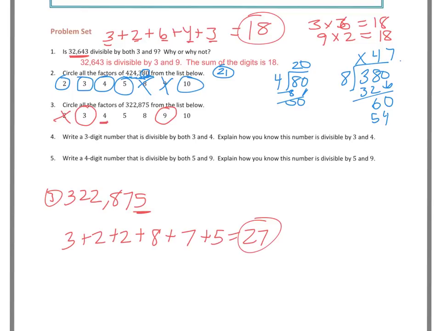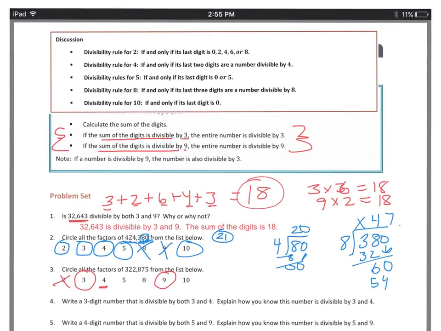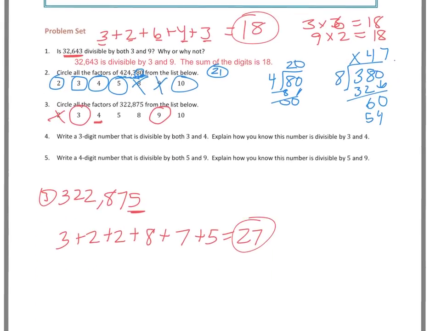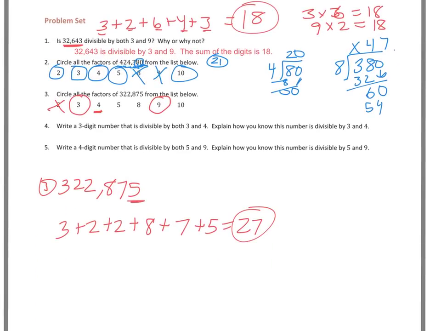4. 4 is the divisibility rule where we have to look at the last two digits. And that's 75. Let's divide that by 4. And that's not going to be the case. So 4 is no good. 5, it has to end in 0 or 5, and it does.